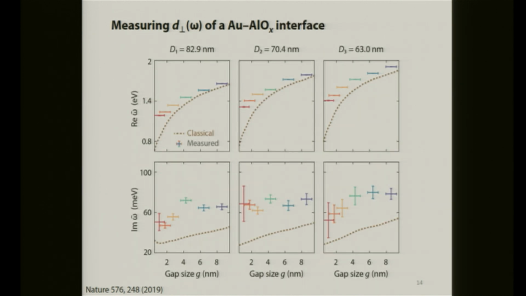So this shows the measured D parameters. This is the measured real part and imaginary part of the complex resonant frequency, compared with the classical predictions. And you can find that the real part of the resonant frequency is blue-shifted compared to the classical one, which is consistent with previous results with noble metals such as gold and silver. But what's more interesting is that the imaginary part of the frequency actually behaves kind of funny.